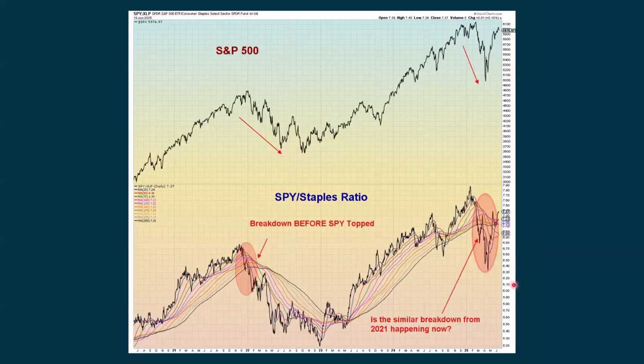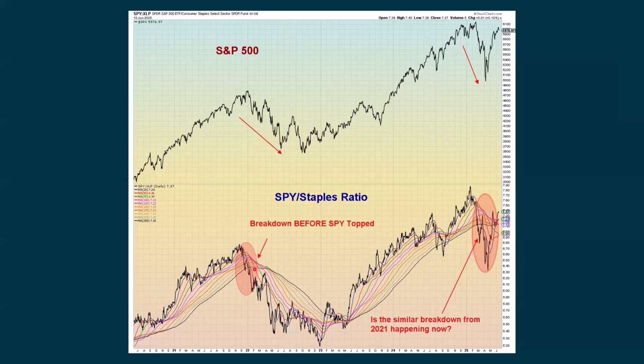Then we keep an eye on the SPY, which is the ETF for the S&P 500, and then staples, which is more defensive, toilet paper and toothpaste. Earlier on, we were seeing a real breakdown similar to what we saw at the end of 2021 before we went into a cyclical bear market. Well, we were seeing that, and we were seeing a real breakdown here, but then we hit the lows back in April, and this ratio has really been improving, and we're above the rainbow for right now. So this is still holding up for the time being, but we still look at this chart every day to see if things start to break down.